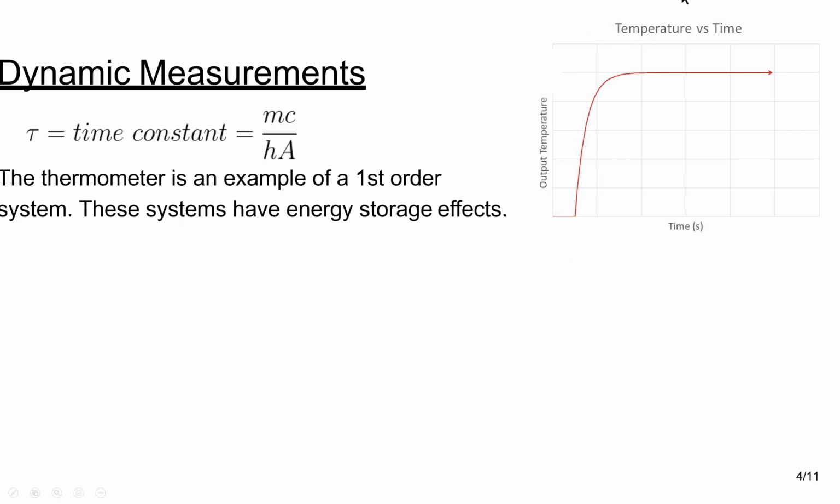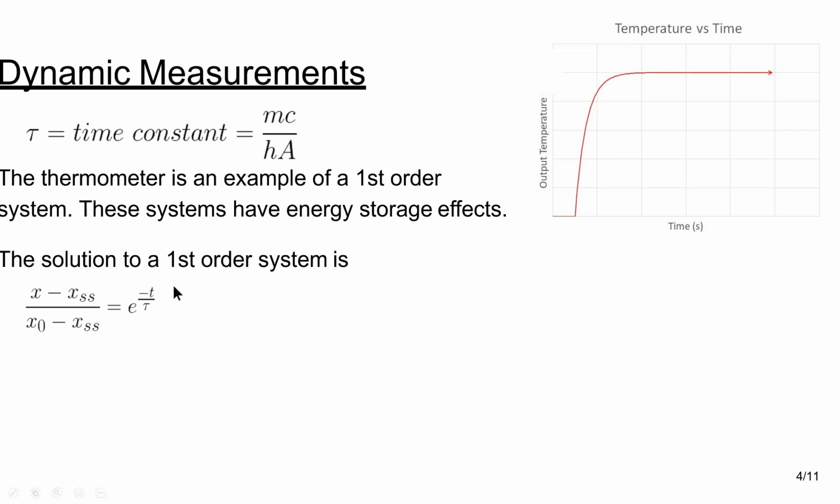Higher order systems would have basically more wave looking patterns in here, so it would have more lumps on the graph. These first order systems normally have something to do with energy storage. So in this case, it's heat energy, since we're doing temperature measurements. And here's just a generic solution to a first order system. Maybe you haven't taken any classes that explain this yet. You'll get to those if you haven't already taken those.